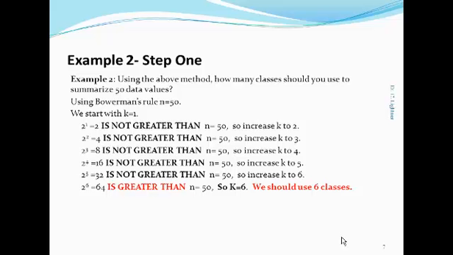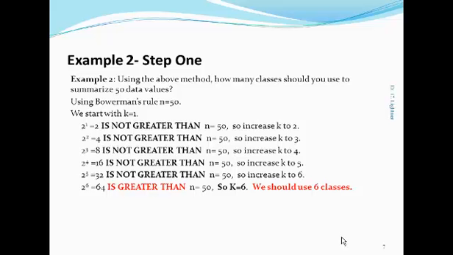Let's try step 1 again for a different example. Using Bowerman's rule, how many classes should we use to summarize 50 data values? Using Bowerman's rule, n equals 50. If we start out with k equals 1 as the exponent for our base 2, 2 to the first power is not greater than our n equals 50 data values.